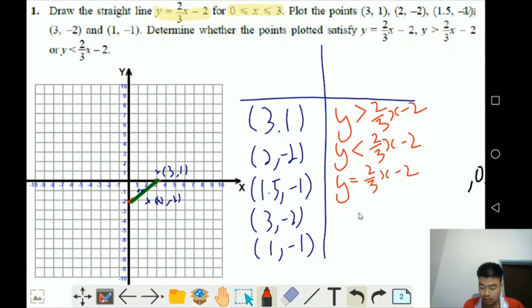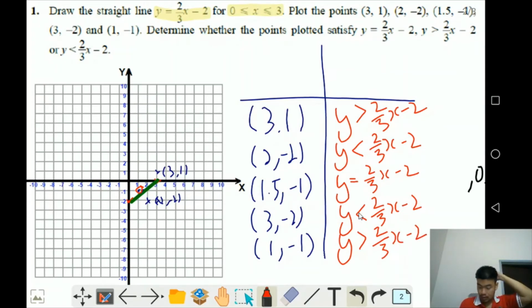See that? 3, negative 2. Where is 3, negative 2? Right over here. Because it is below the line, it satisfies y less than 2 over 3x negative 2. 1, negative 1 is right over here. It is above the line, therefore it satisfies y is more than 2 over 3x negative 2. And there you go. These are all the answers for the first questions.